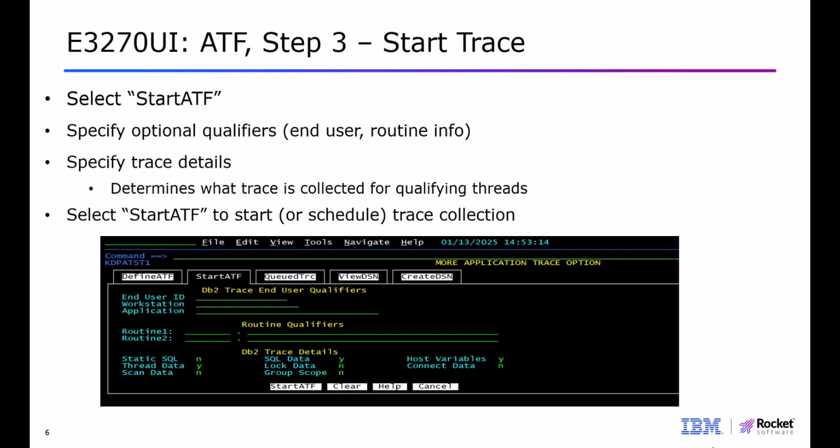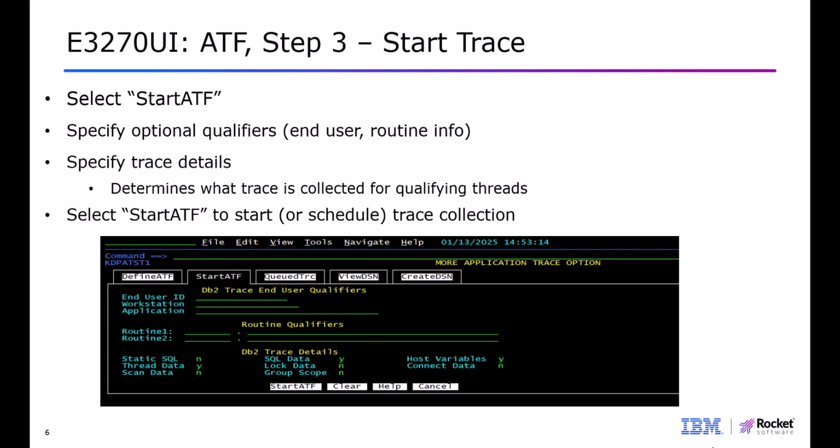And then on the bottom are what DB2 performance traces do I want to start? Do I want to collect static SQL? Do I want to collect SQL data? Do I want to collect host variables? Do I want to collect lock data, thread data, et cetera? Every one of those that you turn on is going to turn on the corresponding DB2 performance traces. So again, you have to be cautious, because you are going to be incurring overhead with every one of these that you turn on, particularly when you start collecting things like lock data.